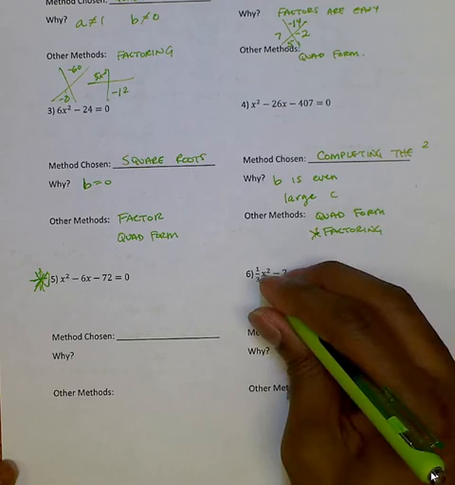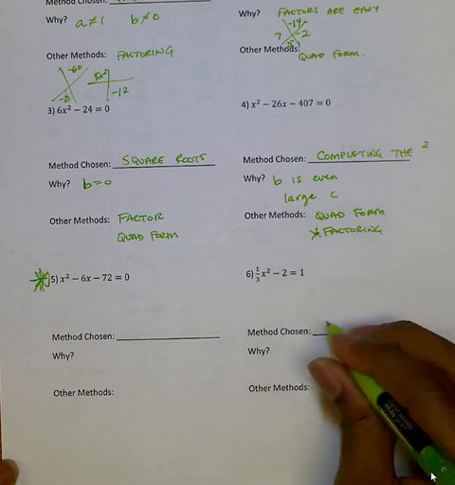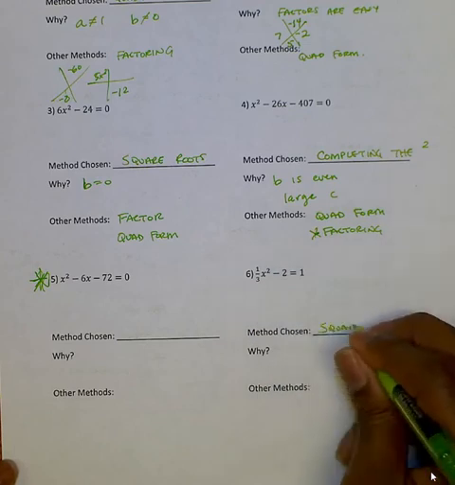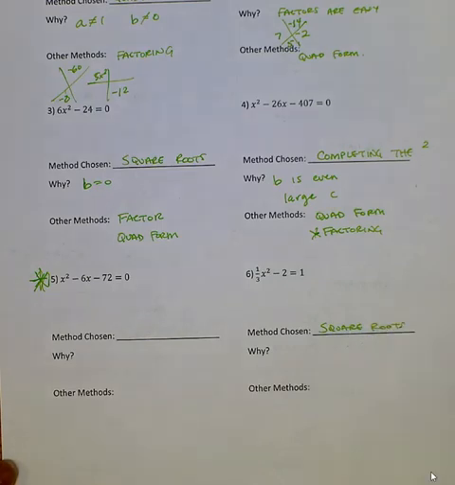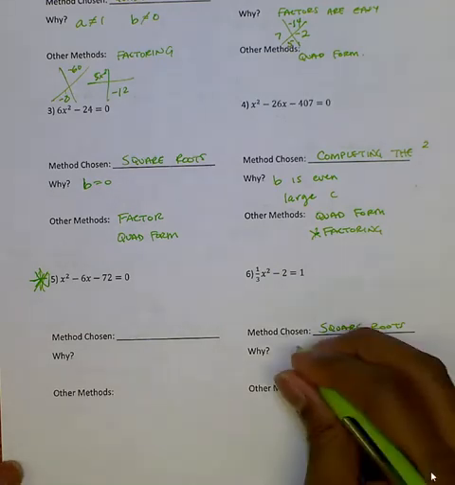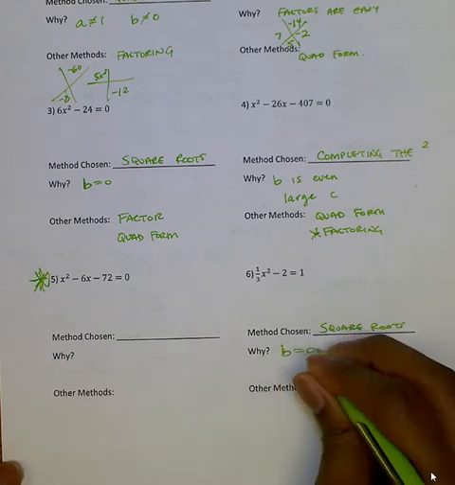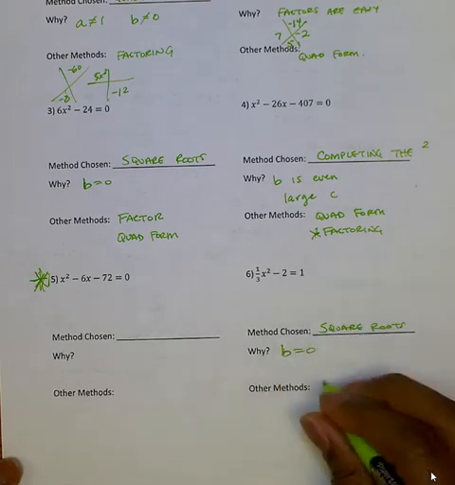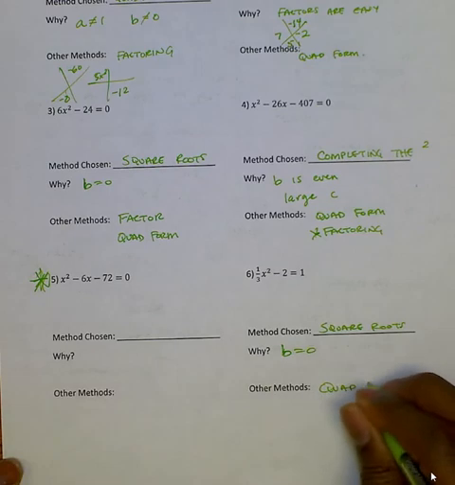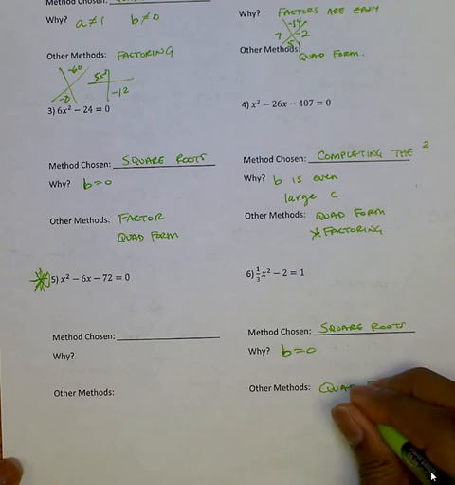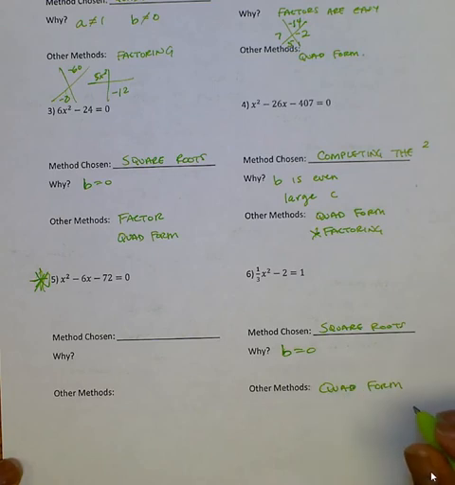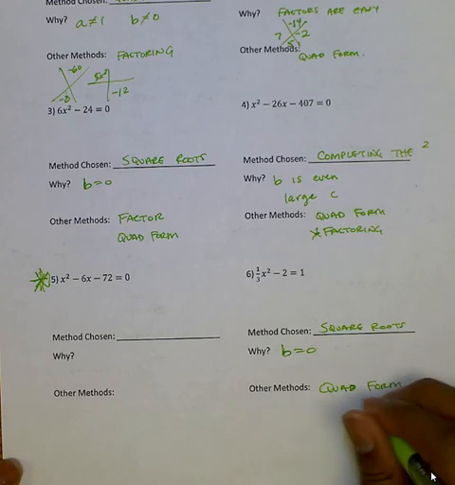first thing that you should notice, hopefully, is that there's no b value. And so I would probably try to use square roots here. Because there's no b value, it should be pretty simple to solve that way. B equals 0. Other methods, you could use quadratic formula. Wouldn't do completing the square, b is 0. Wouldn't do factoring because we have a as something else. So it's just square roots or quadratic formula.